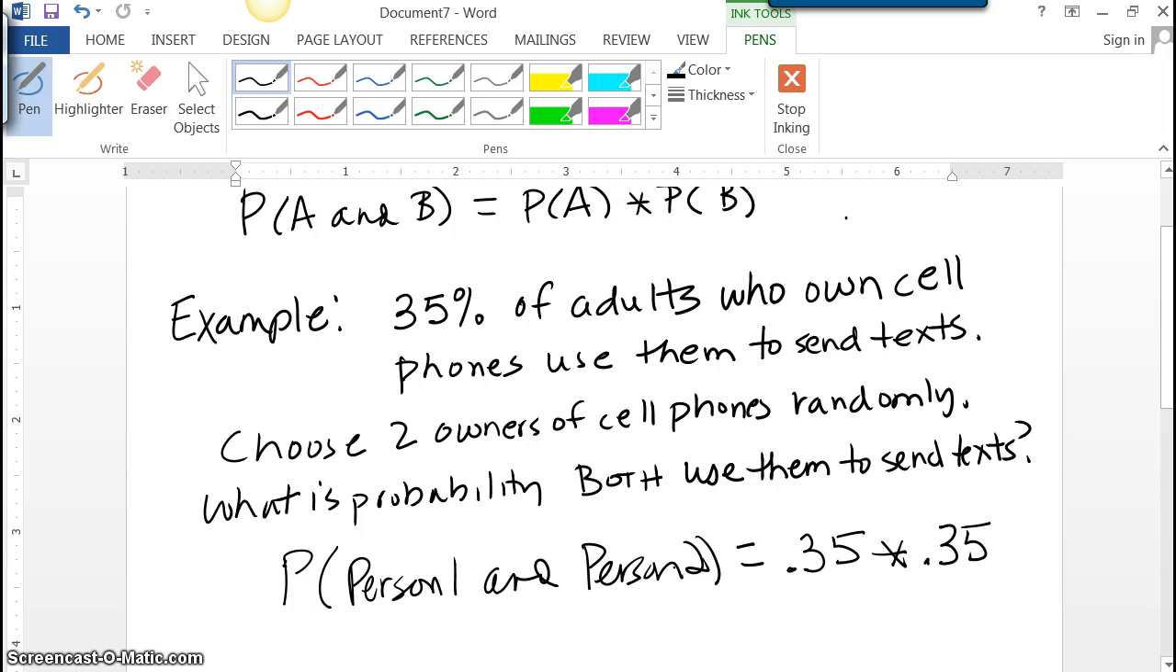I'm going to do this quick on my calculator. I'm getting 0.1225. So just about 12% chance that person number 1 and person number 2 would both use their phone to send text messages if they were independent of each other.